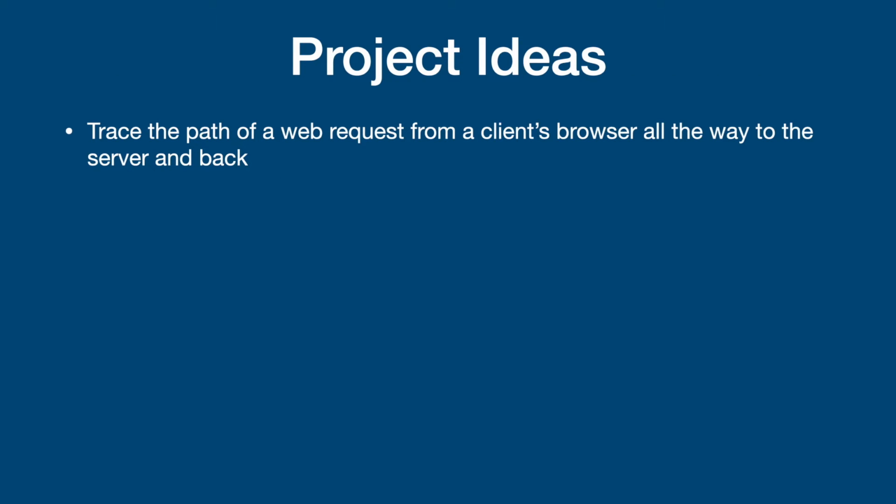Once you gather the idea of how a client-server works, there are some project ideas that I would recommend. The first one is to trace the path of a web request from a client's browser all the way to the server and back. You can literally go to google.com and then inspect or note down what you think is happening when you hit enter until google.com is actually there in your browser. Because a lot of things go on between you hitting enter and you seeing the page.